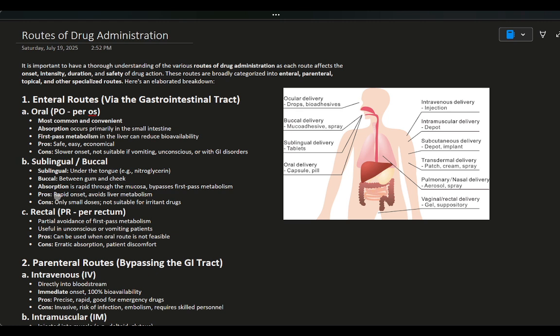One benefit of this is that it has rapid onset, and another important benefit is that it avoids liver metabolism, aka first pass metabolism. On the other hand, you can only administer small doses, and it is not suitable for any drugs that can potentially irritate the mucosa or the skin.